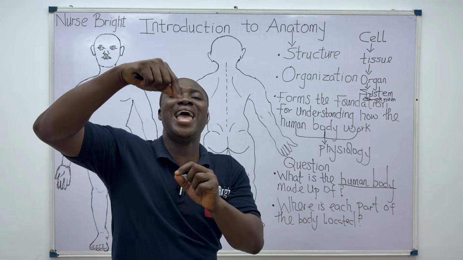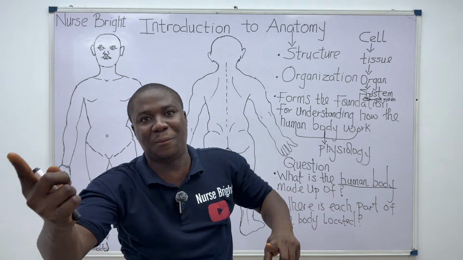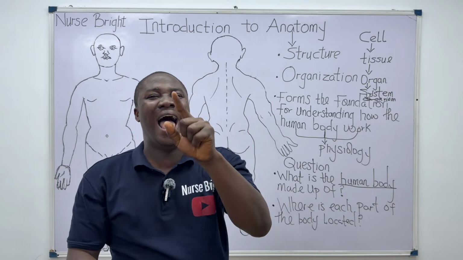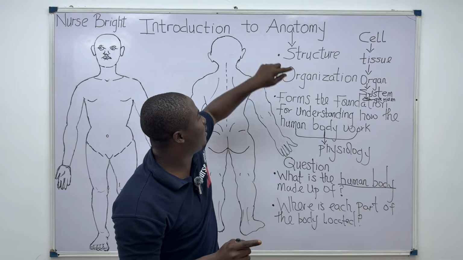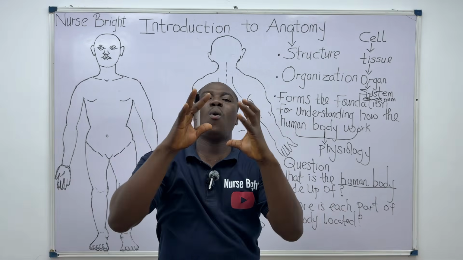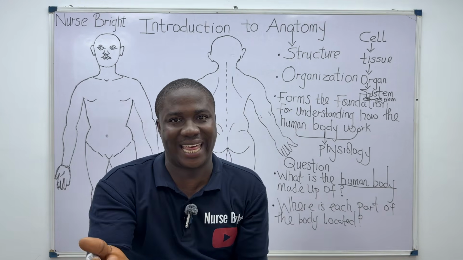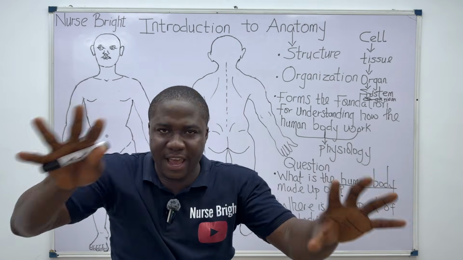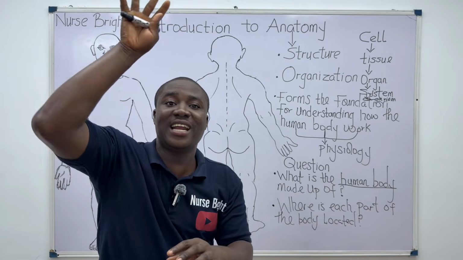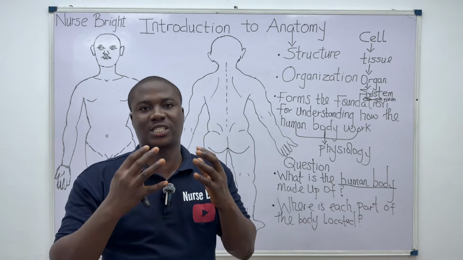Are you there? And when these structures I am talking about, of different sizes and complexity, come together or are organized together, because we said that initially anatomy deals with the study of the structure and also the organization of the human body, right? So when all of these structures are now organized together, they now form different regions of the body. Are you listening? That is why we have different regions of the human body, which I'll be talking about in the course of this lesson.